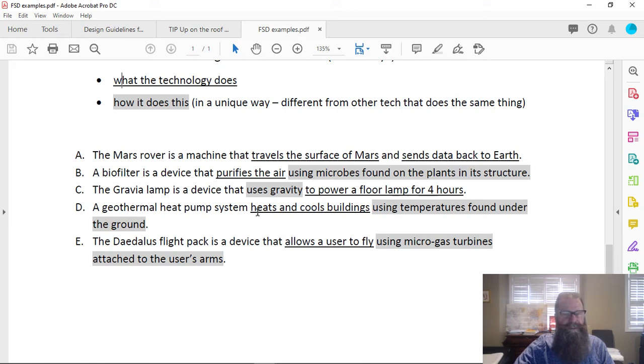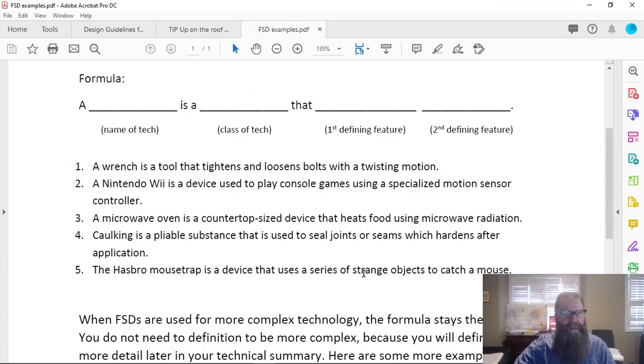Geothermal heat pump system heats and cools buildings. How? Using temperatures found under the earth. The Daedalus flight pack is a device that allows a user to fly. How? Using micro gas turbines attached to the user's arms. So that's my basic review of formal sentence definitions. You can take a look at the ones that you used for other assignments.